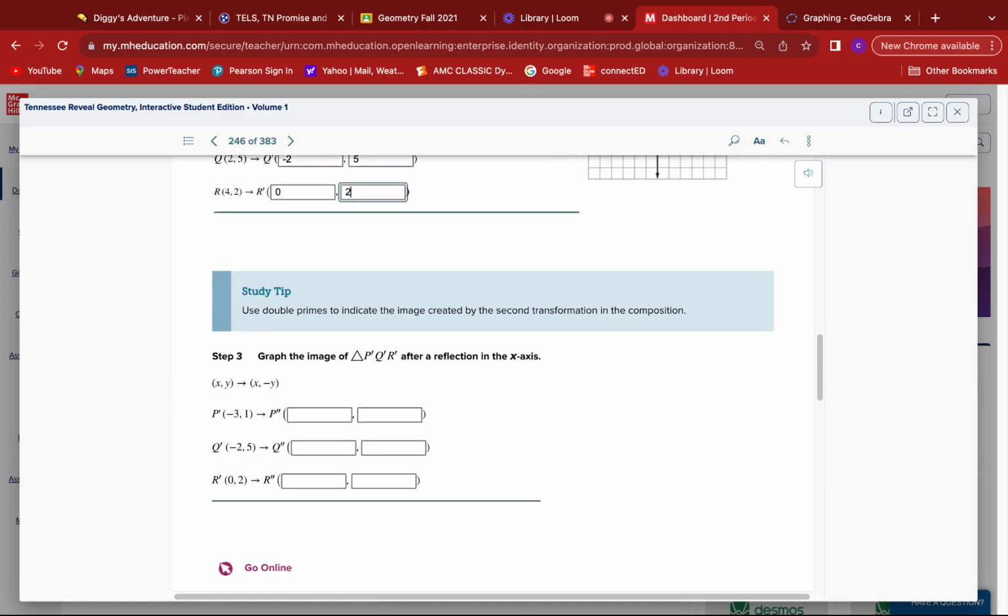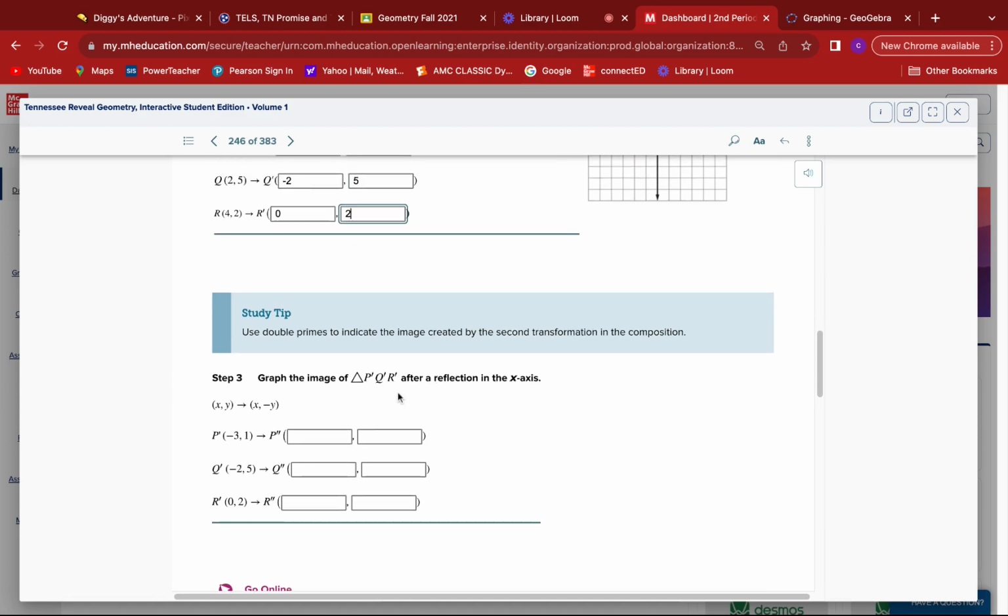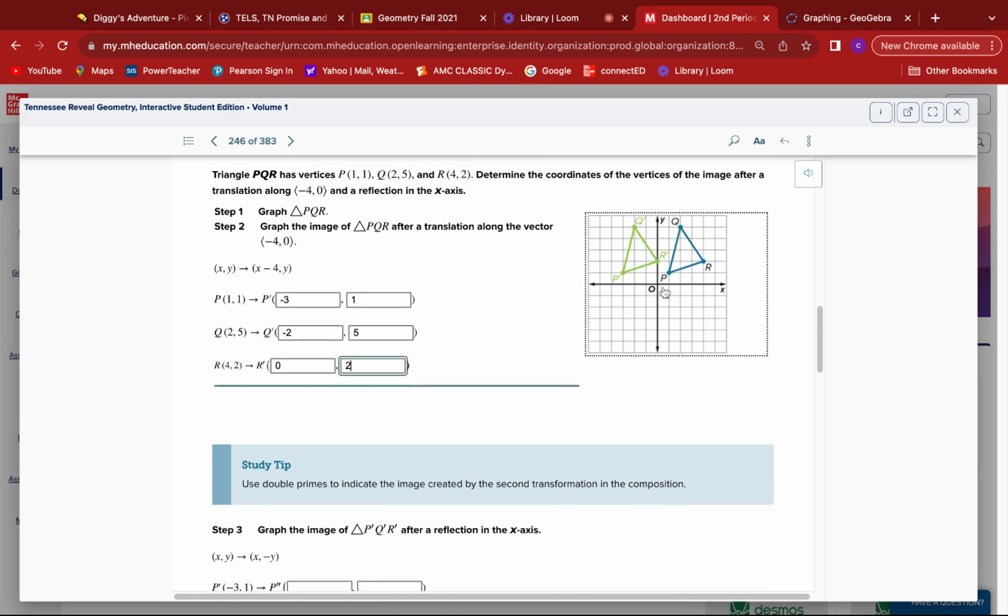All right, step 3. We want to graph P prime, Q prime, and R prime after a reflection across the x-axis. Now, if you remember, when you're flipping it across the x-axis, it is going to flip straight down, which means we're going to change the sign of the y value. Because if I go left and up, my y value is positive. But if I go left and down, I'm still going left, which means my x values don't change, but my y values will now be negative because I'm going down.